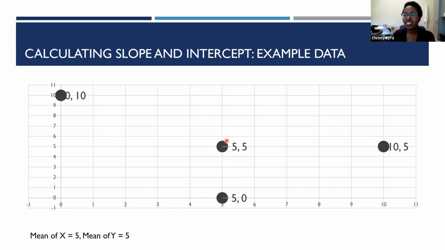One of them got a 5 on the quiz. The other one, they scored a 0. And then the last student over here watched 10 hours of TV. They were really binging that latest series, and they got a 5 on the quiz. Not too bad. If we took the mean of X and Y for this data, we'd find that on average, these 4 students watched 5 hours of TV, and they got an average score of 5 on the quiz. So let's talk about how to draw this line.